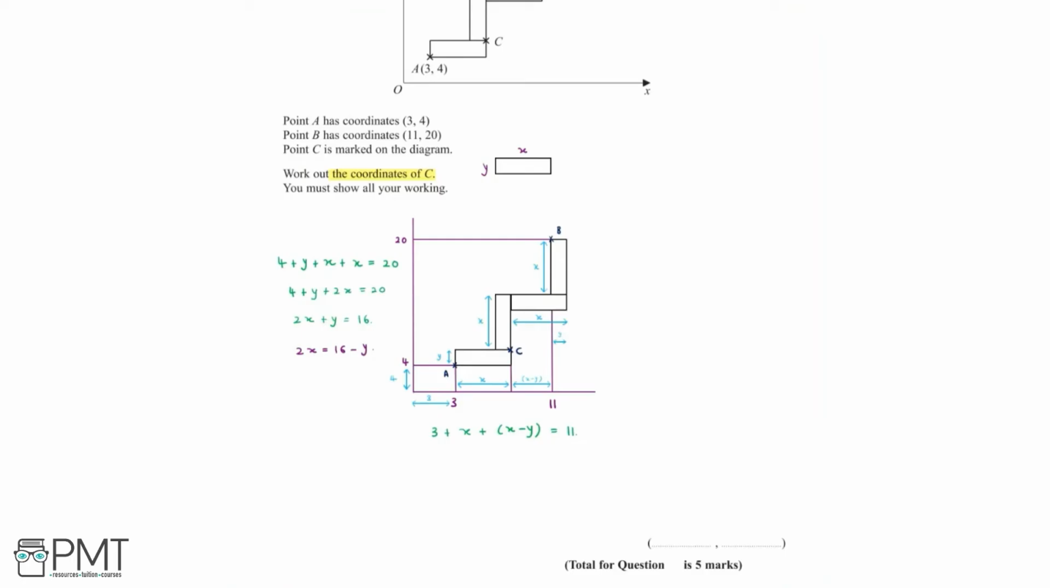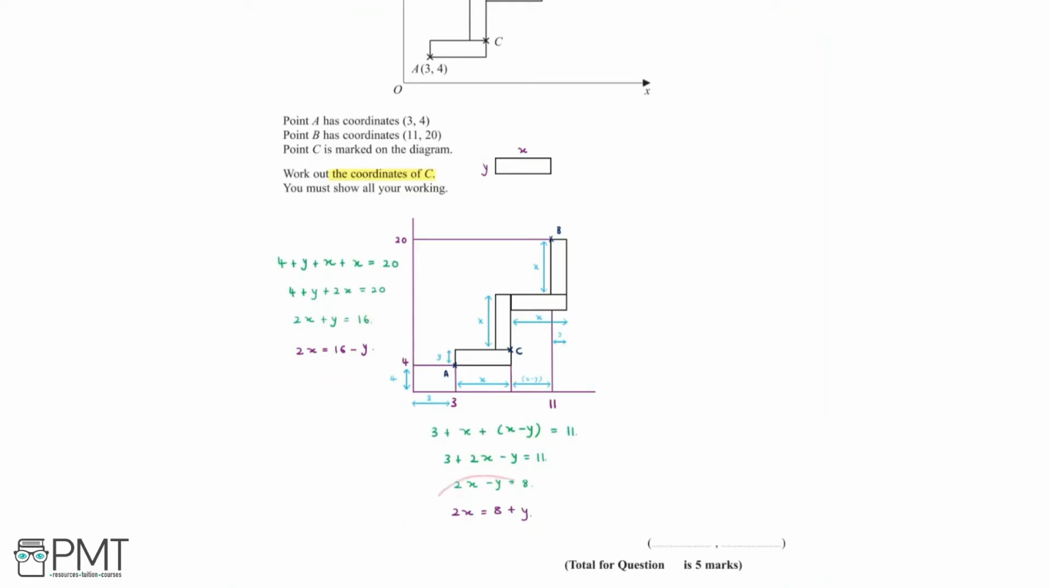Let's see if we can do the same thing for the horizontal length. We have 3 plus x plus x minus y is equal to 11. Just as before, x plus x is equal to 2x, and so 3 plus 2x take away y is equal to 11. We can move the 3 to the right hand side by subtracting 3 from each side, and we end up with 2x take away y is equal to 8. And finally, to get an expression for 2x, we can move the y over to the right hand side, and we end up with 2x is equal to 8 plus y.